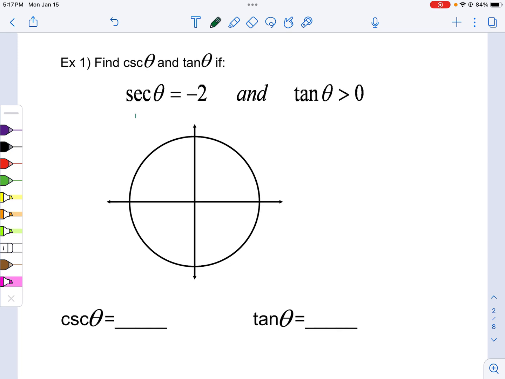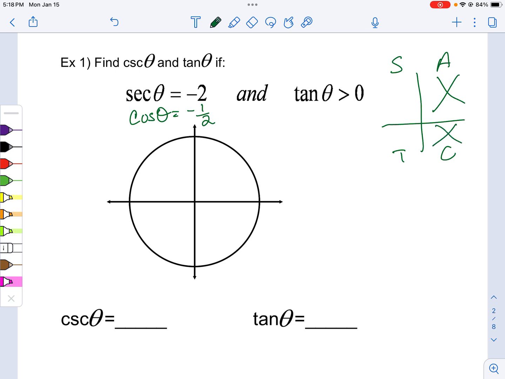So if secant of theta is negative 2, cosine is the reciprocal of that. And the reciprocal of that is just going to be negative 1/2. So I know that cosine is negative. So I'm going to get rid of the two quadrants where cosine is positive. So again, we have all students take classes. Everything's positive in quadrant 1. Cosine is positive in quadrant 4 because that's what that C stands for, classes, is the cosine and secant. And then tangent and sine for the other two.